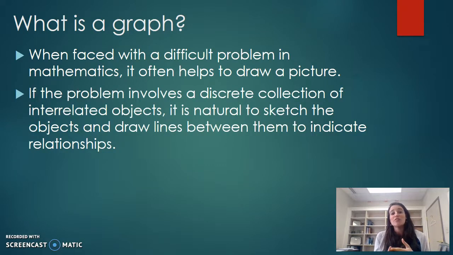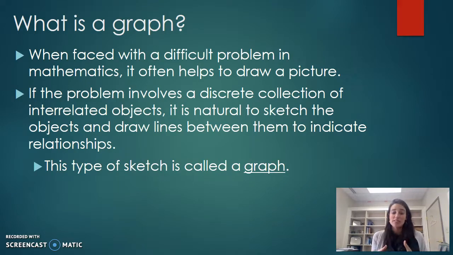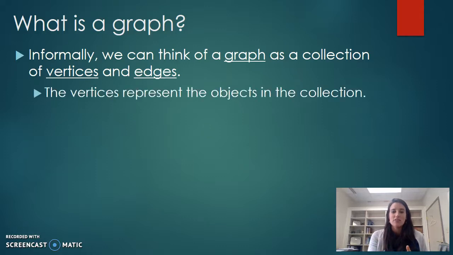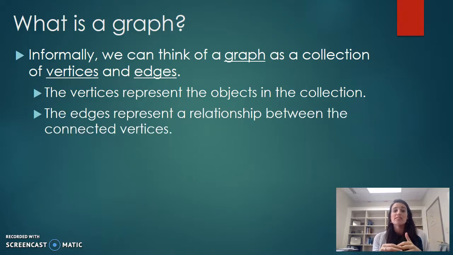If the problem involves a discrete collection of interrelated objects, it is natural to sketch the objects and draw lines between them to indicate relationships. This type of sketch is called a graph. Informally, we can think of a graph as a collection of vertices and edges. So the vertices are going to represent the objects in the collection, and the edges represent a relationship between the connected vertices.